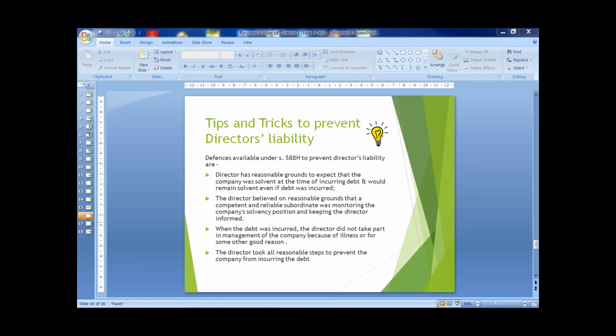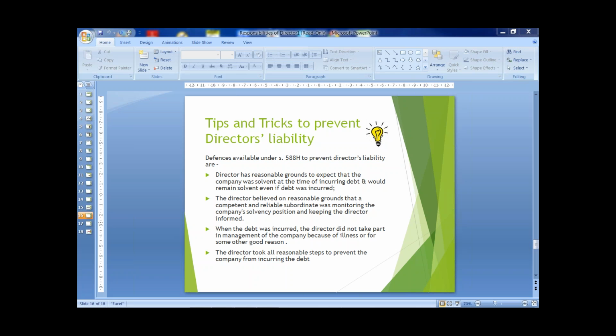Tips and tricks to prevent directors' liability. We saw earlier that insolvent trading can make a director personally liable for the debts incurred by the company, but there are certain defenses available to directors under Section 588H to prevent this liability. These defenses are: the first defense is that the director believed that the company was solvent at the time of incurring debt and would remain solvent even if the debt was incurred.